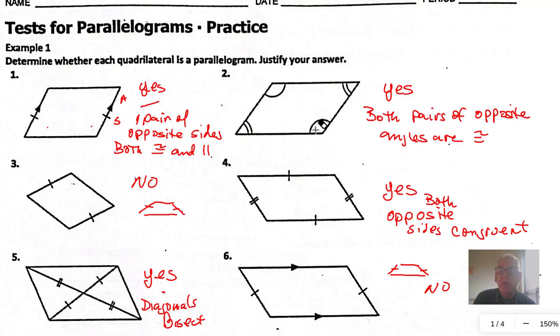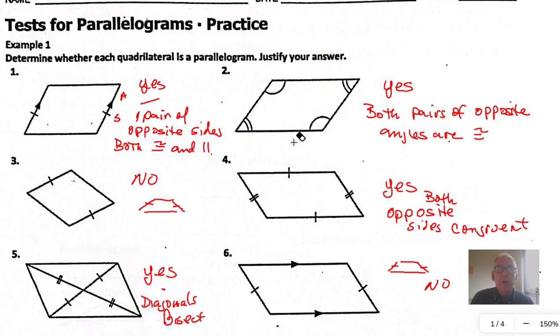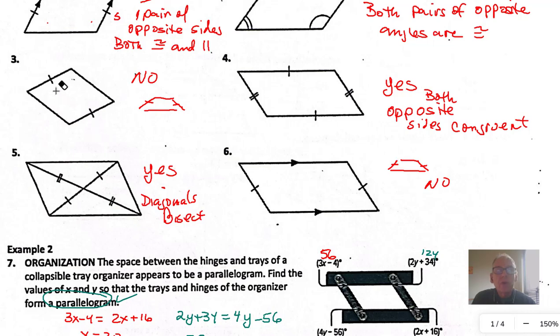So if we can show opposite angles are congruent in a quadrilateral, then we have a parallelogram. Here we have both pairs of opposite angles congruent, so it's a parallelogram. Number three gives us exactly one pair of congruent sides. That's not enough for this to be a parallelogram.